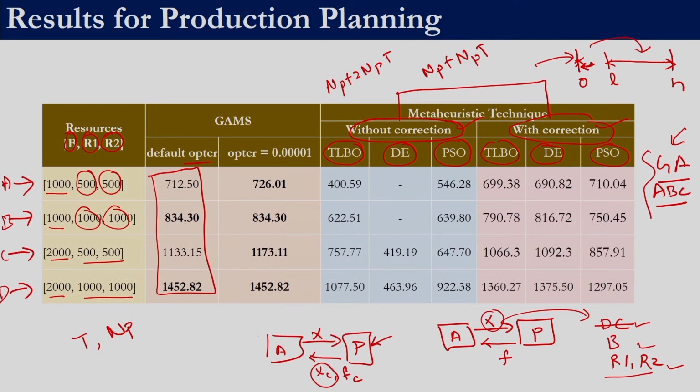So, we did not specify opt-CR itself. The relative gap was at its default value, right. So, in those 4 cases this is the profit that we obtained, and these are the 4 cases wherein we had set opt-CR to be this value. Among these 4 cases, in 2 cases we get a better result. So, here we get a better result and here we get a better result. Here it is 1113.15, here we have 1173.11, here it is 712.50, here it is 726.01, right.